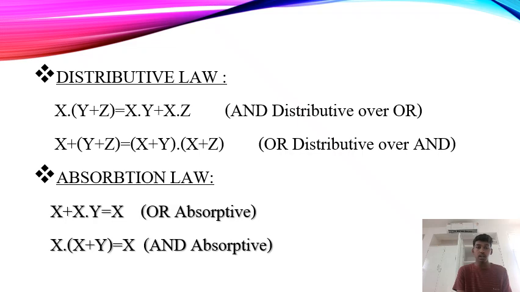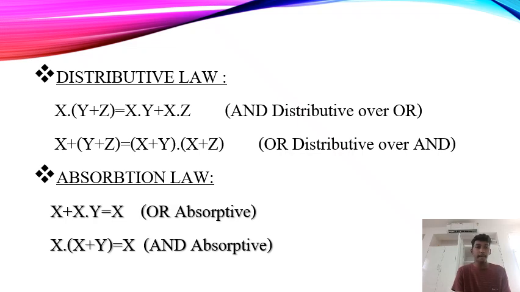These both are distributive over the OR gate, and hence it is called AND distributive over OR. AND distributive means AND is distributing to the x, y plus z, and distributing over the OR, which means having the positive, having the plus.